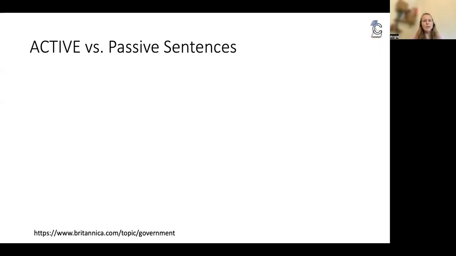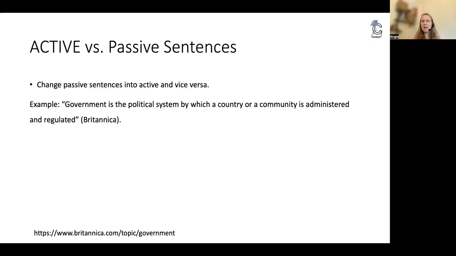Another way to paraphrase is by changing active to passive. Let's look at a passive structure. Government is the political system by which a country or a community is administered and regulated. And this is a definition of government by Britannica. Now, notice that this definition has a passive structure, is administered and regulated.